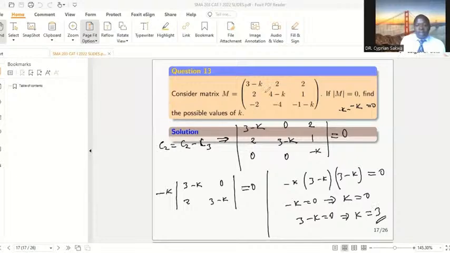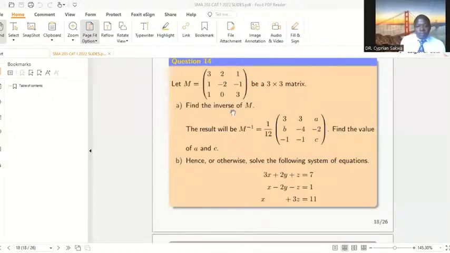Let's look at the next question. We already know how to find the inverse of a matrix. I want to use the method of the cofactor. So that means I'm answering question A. We begin by finding the determinant of M. I just write the answer: the determinant of M I found to be negative 24. You can use any of the methods.